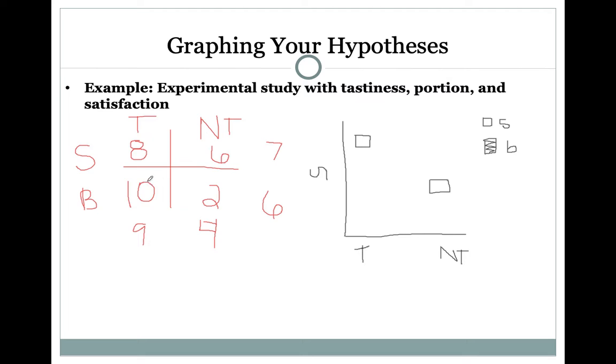And going to big, when we're at a big and tasty, we're at a 10. All the way up here, we'll fill that in. And then when we're at big and not tasty, we're all the way at a 2. So it's down here.